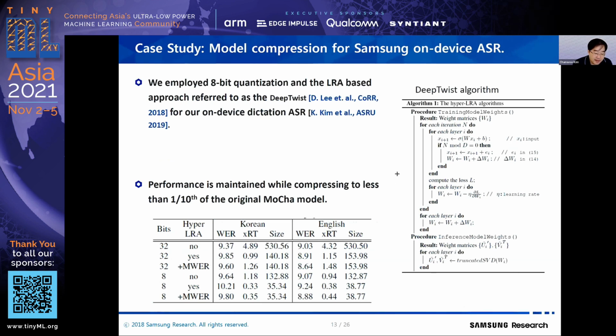And in this slide, we can see how we compressed our model using LRA. In this table, we can see performance. In our case, the original model size was 530 megabytes for Korean speech recognition systems, but eventually, we could reduce the model size to 35 megabytes by using the SVD technique and 8-bit quantization while maintaining the speech recognition accuracy. So the final model size is less than 1/10 of the original model size.